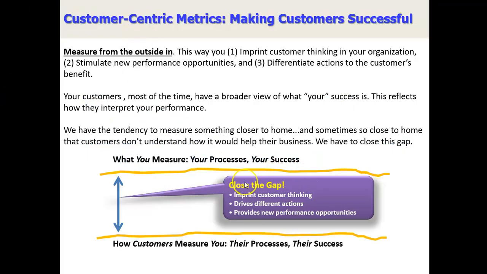Basically, in a nutshell, this is what you measure, your process and your success, and this is what the customer measures, their process and their success. So there is a gap. You want this gap to be as narrow as possible, or basically identical. Then your success becomes your customer success, and you don't have to struggle. But if there is a gap, then you need to work with these three pointers to close the gap.